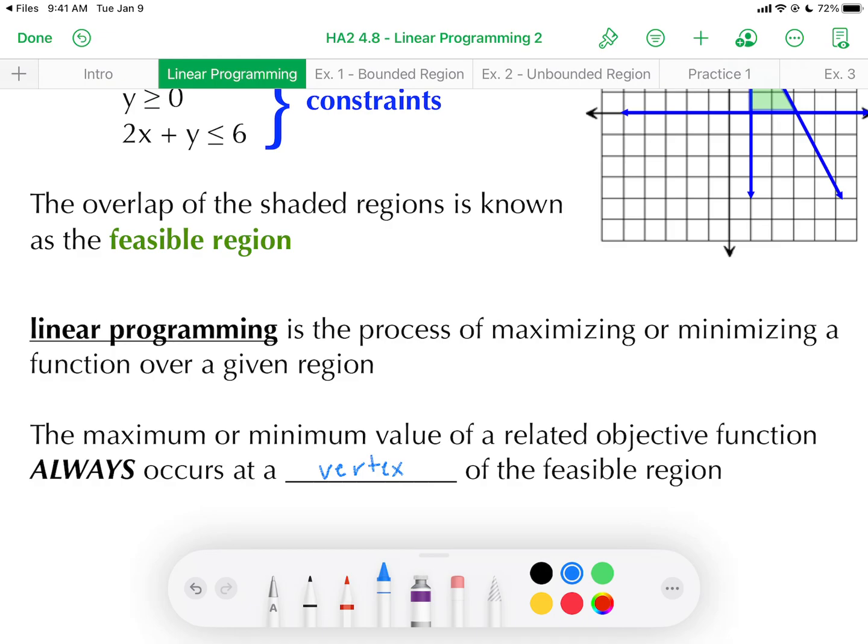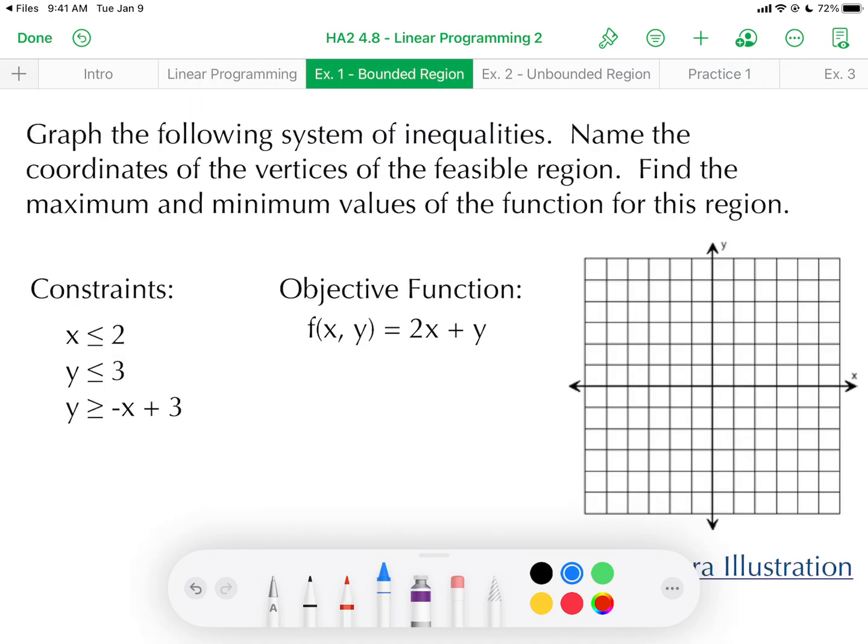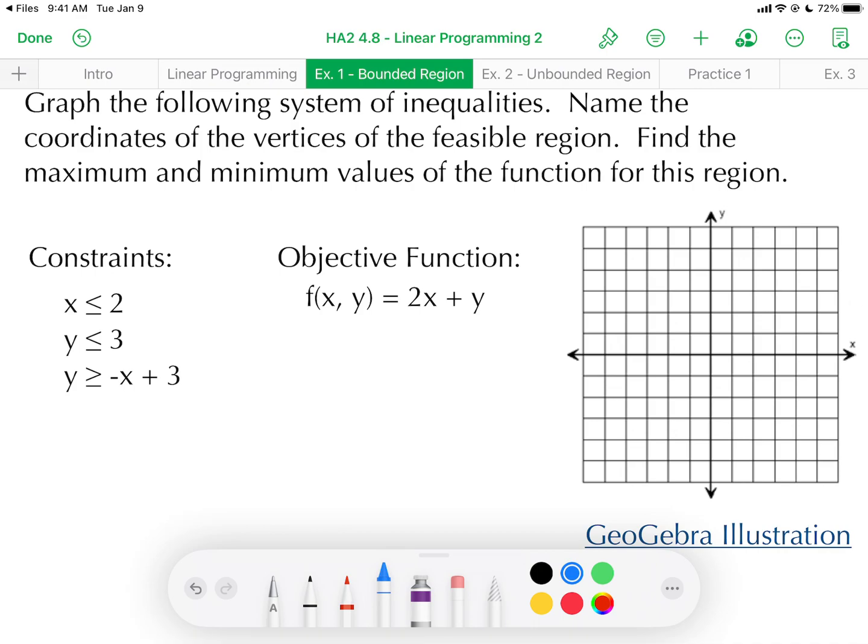All right. So let's get right into an example here. Graph the following system of inequalities, name the coordinates of the vertices of the feasible region, and then find the max and min values of the function for this region. All right, so your constraints, again, those are your inequalities of the system, okay? So x less than or equal to 2, that would be a vertical boundary line that is solid right here. And I would shade to the left of that, correct?